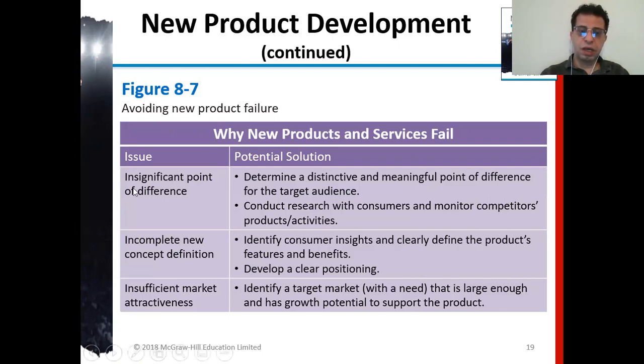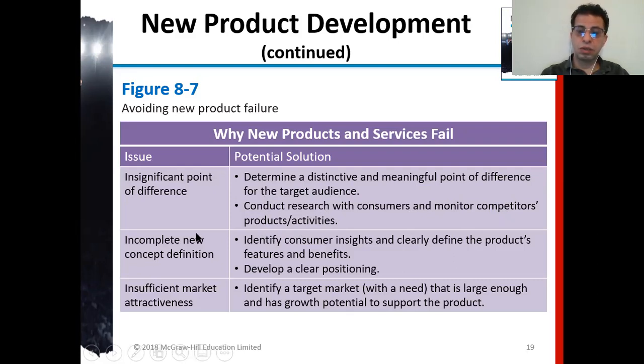The first reason is an insignificant point of difference. There is no difference between your product and others, or people's attitude has no difference about your product and other products. To solve it, you really need to determine a distinguished and meaningful point of difference for the target audience. Conduct research with the consumers and monitor the competitors' product activities.